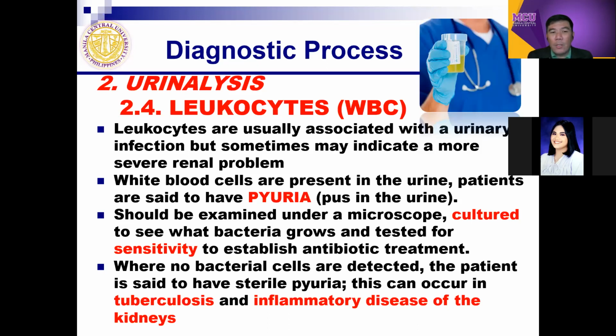There is some situation, like in inflammatory diseases of the kidneys and tuberculosis, where no bacterial cells are detected, but the patient is said to have what we call sterile pyuria. What do you mean by sterile pyuria? There is an infection, but it's not detected in the urine.